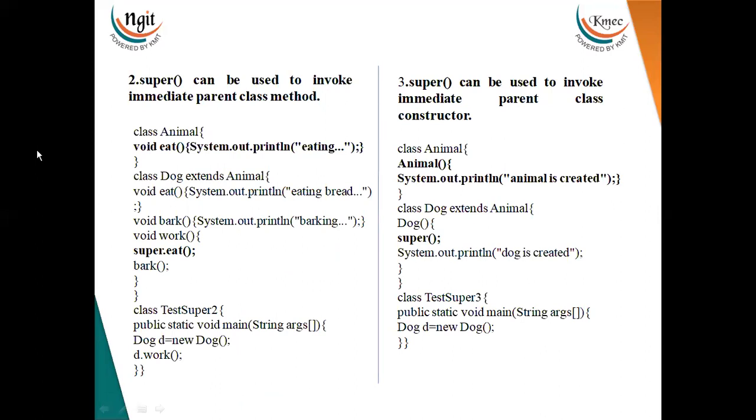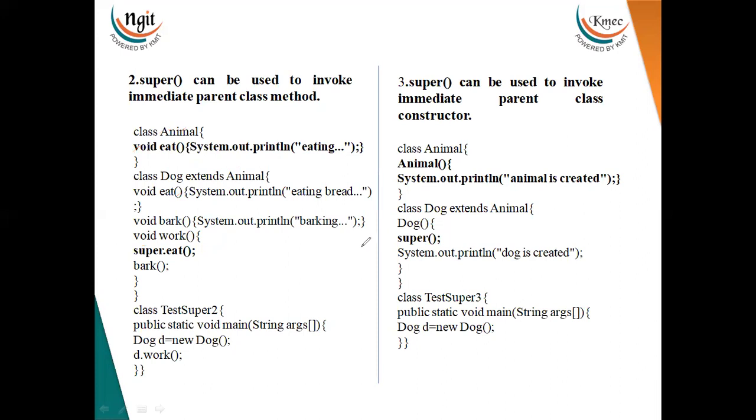Coming to the second one, where can we use super again? Super can be used to call the superclass methods. Here I am taking a class named Animal. In the Animal class, I am taking a method, the eat method. That is a superclass method. And the class is extended by the Dog class. In the Dog class, we have one more eat method. Now, within the same class, I'm calling super.eat. From the subclass, I'm calling the superclass method with the help of the super keyword. This can also be done by using the super keyword.